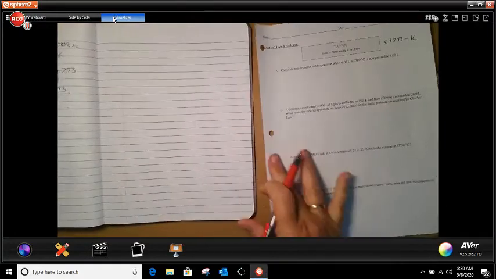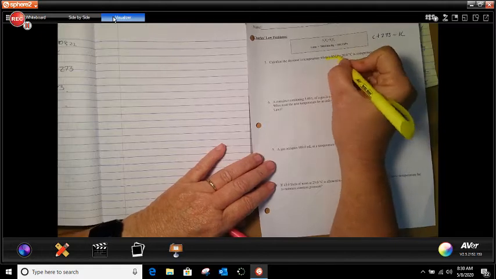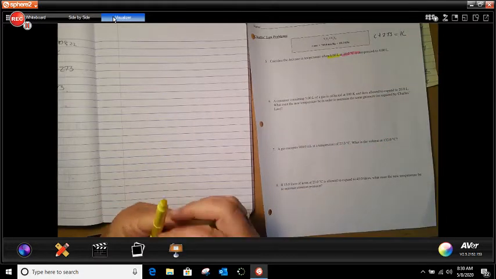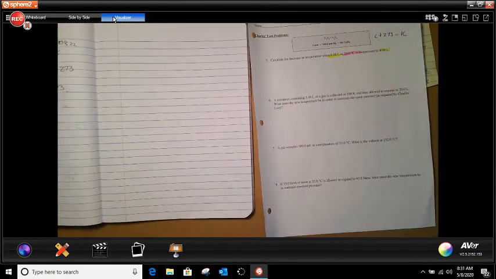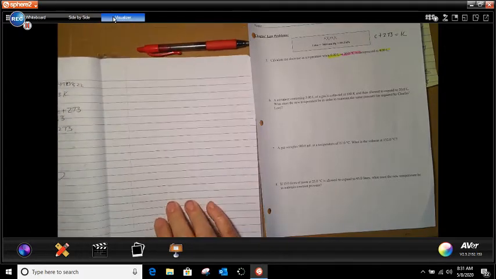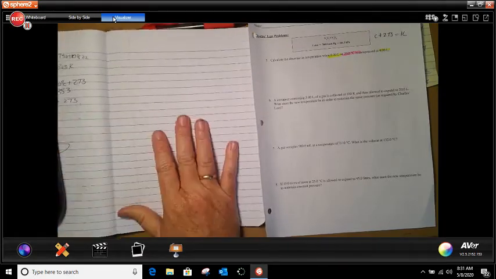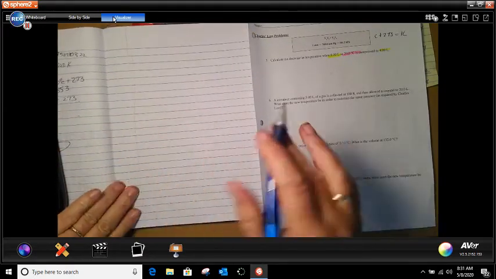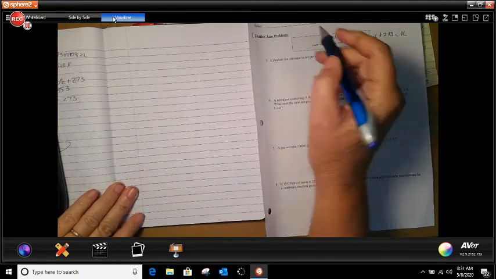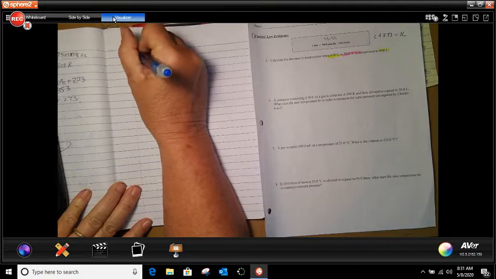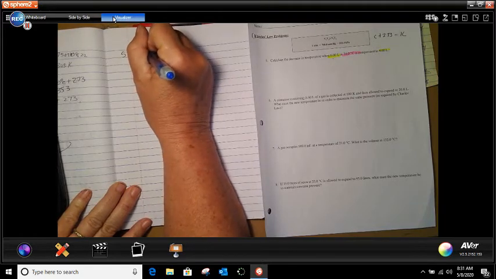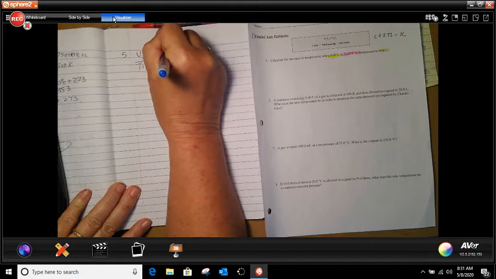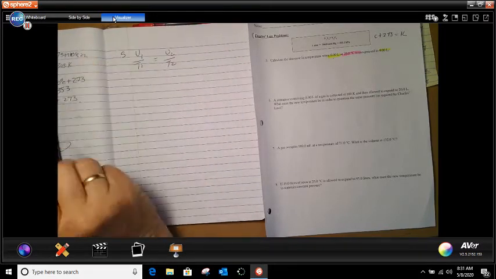We'll see. Okay, so this says calculate the decrease of temperature of a 6.0 liter gas at 20 degrees Celsius that is compressed to 4.0 liters. So the first thing we're going to do is write down our variables. Remember, volume is in liters, right? Here's our formula for number 5. So we have V1 over T1 equals V2 over T2 is the gas law.